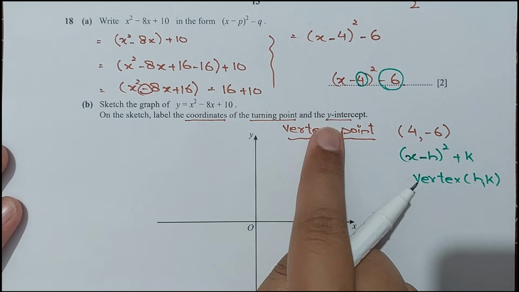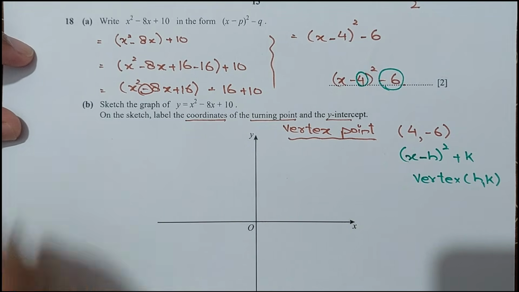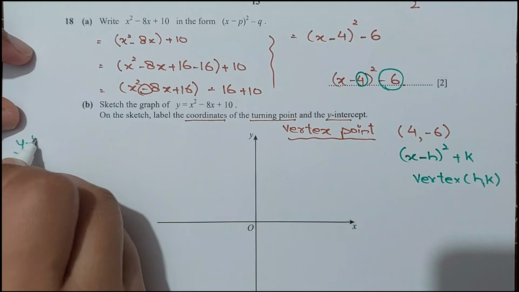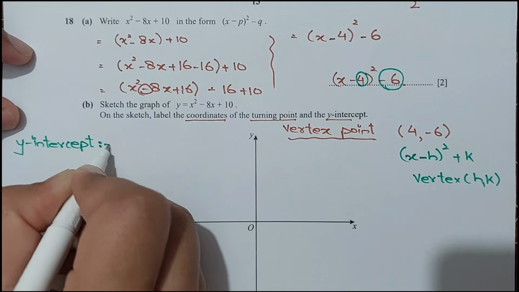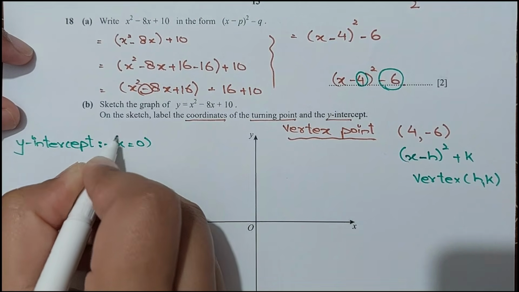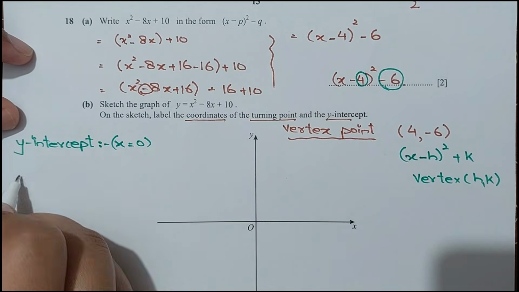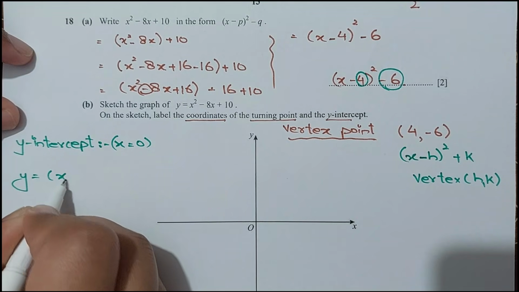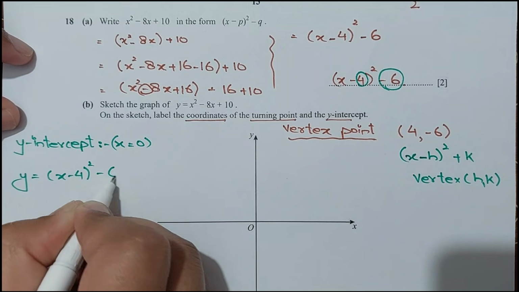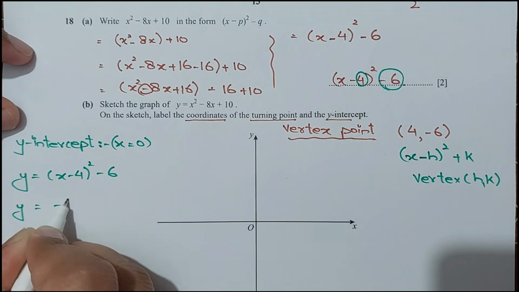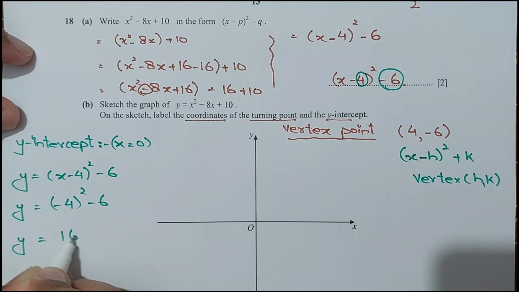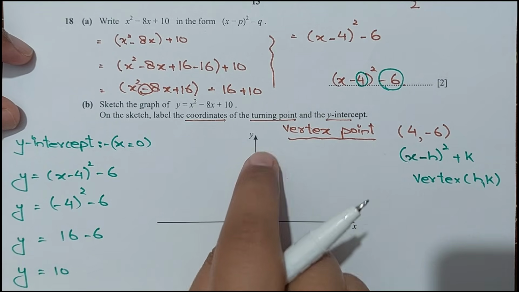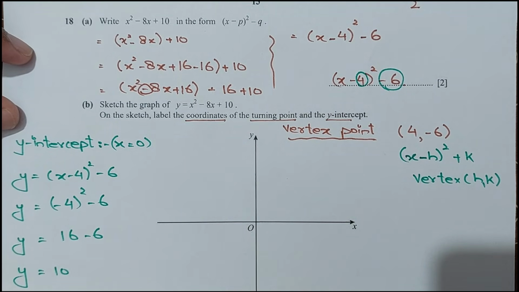and we have to label the y-intercept as well. Okay, so for the y-intercept, we have to put the variable x equal to 0. When x is equal to 0, you have to solve for y. y would be equal to (x minus 4) whole square minus 6. y equals (minus 4) whole square minus 6. y would be equal to 16 minus 6. And y is equal to 10. The y-intercept is at the top and the vertex is over here.